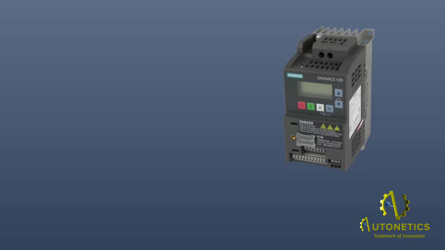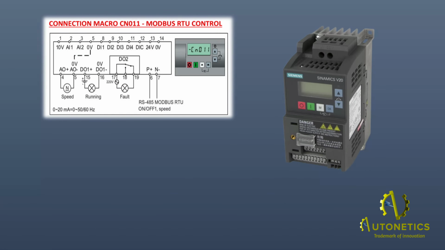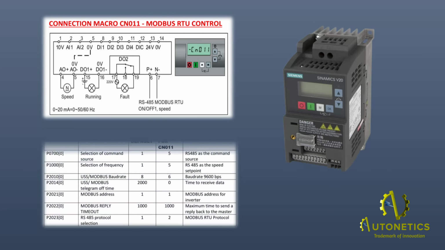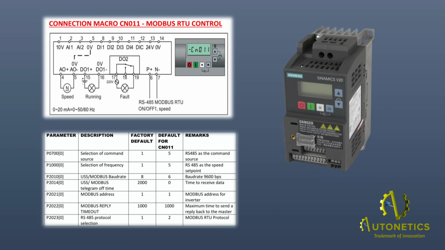First, we have to configure some parameters on SINAMICS V20 VFD. For Modbus communication, we have to assign connection macro CN011. This is a shortcut parameter assignment for Modbus communication. Or we can manually assign Modbus communication parameters. For this, we need these parameters. Let's configure them one by one.